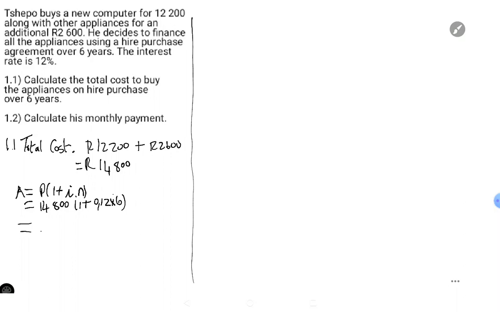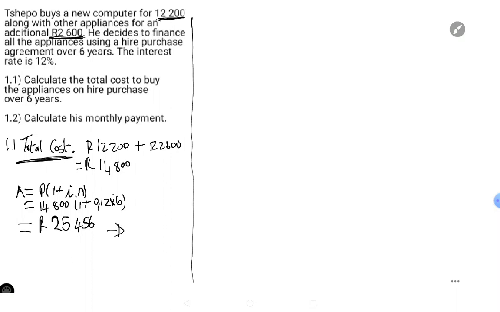Okay, so now we've got an amount of 25,456. Okay, 25,456. So what was the question? Calculate the total cost to buy the appliances on hire purchase over 6 years. You see that there, total cost, right? That's why we had to get that there added to that there, because this is what this person is buying, or what they're paying when they get into the store. Okay, so this here is our total cost.